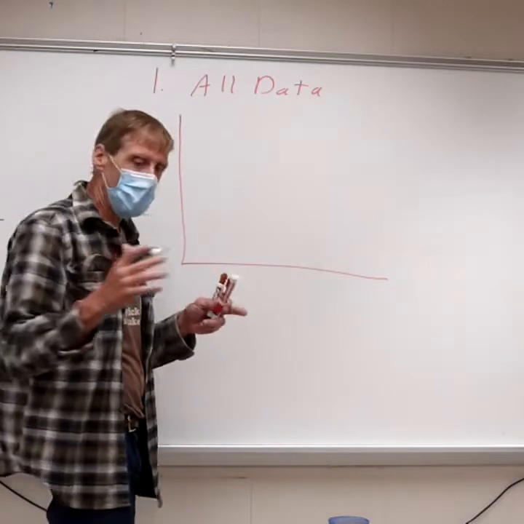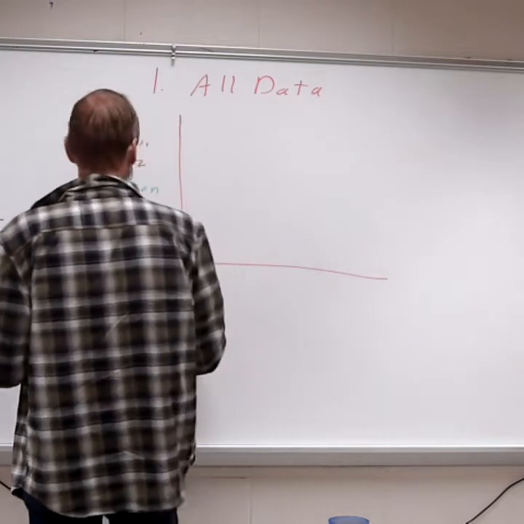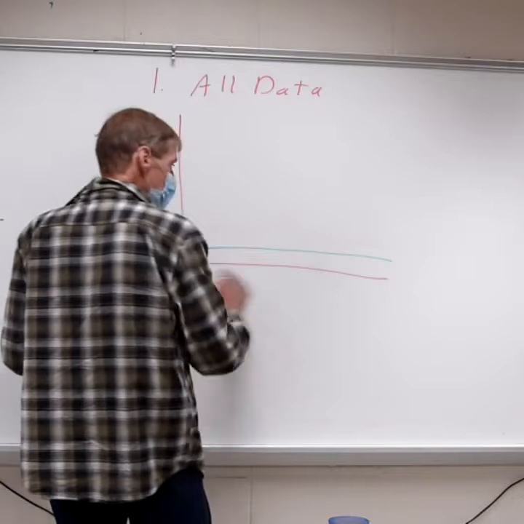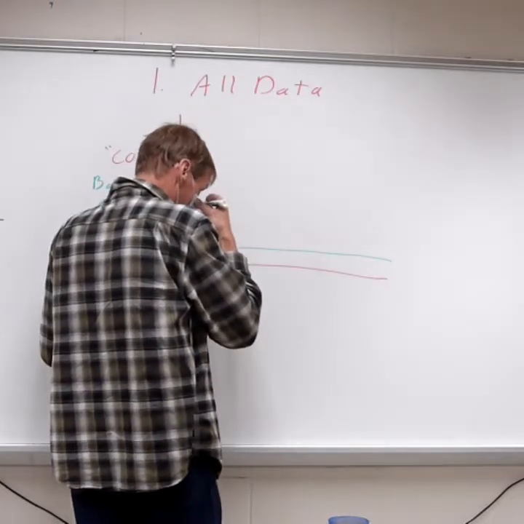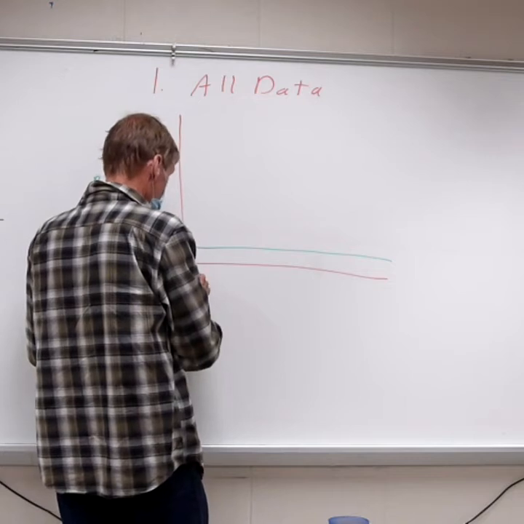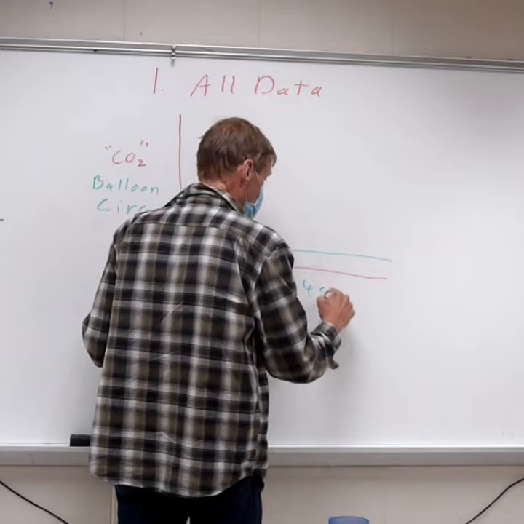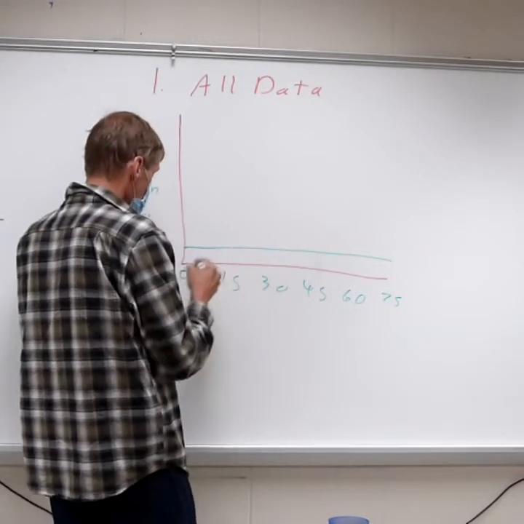Now, again, there's several ways you can do it. You can color code it. For example, let's see, flask number 1. The x-axis will be time. That's kind of standard for a normal graph. We got 0 here, initial. We got 15 minutes, 30, 45, 60, 75, something like that. So those will be your points.